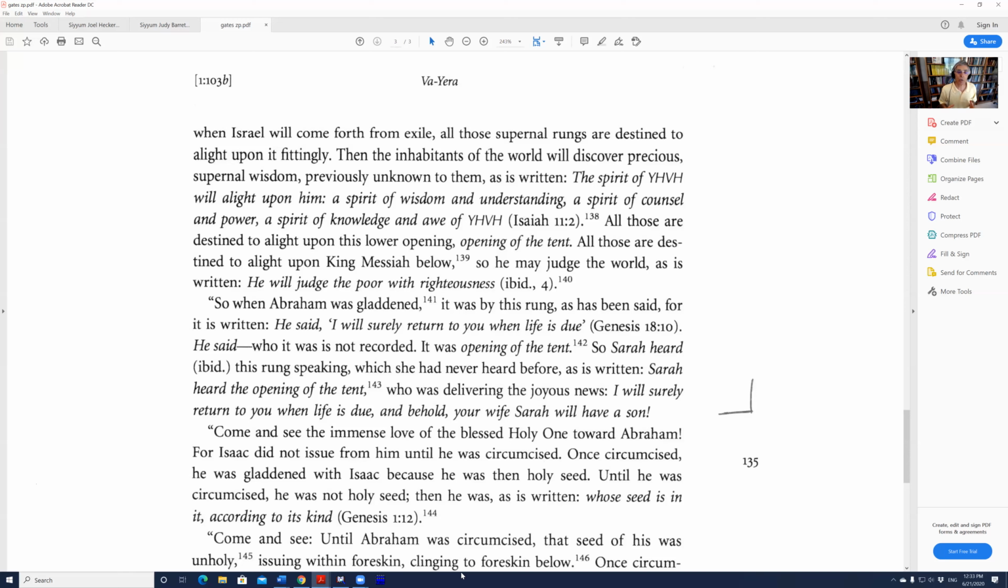All those are destined to alight upon this lower opening of the tent. All those are destined to alight upon King Messiah below, so he may judge the world. As is written, he will judge the poor with righteousness.